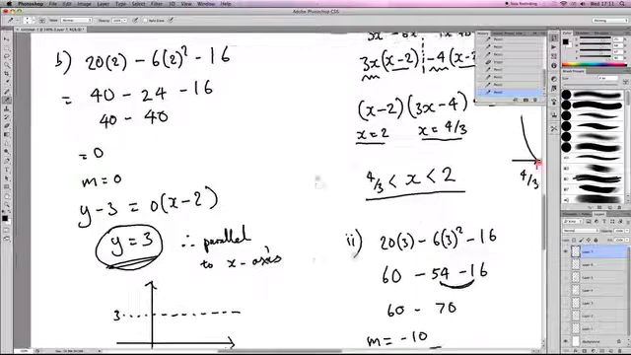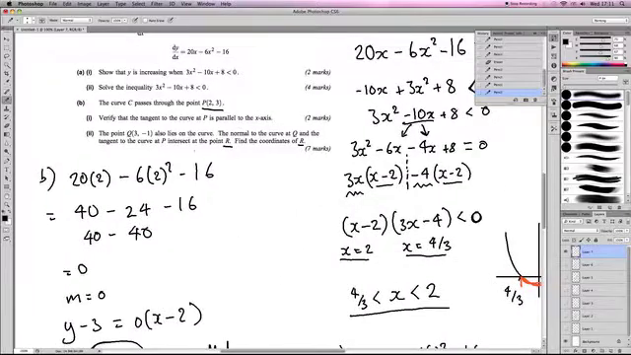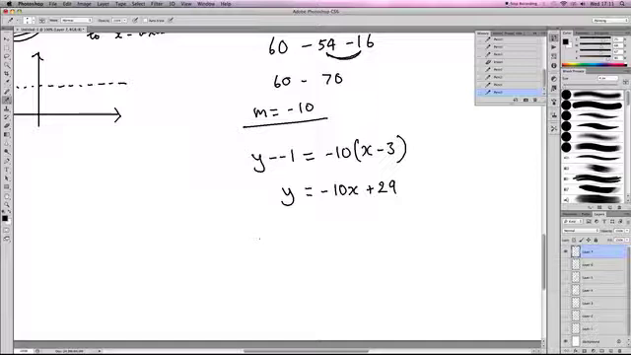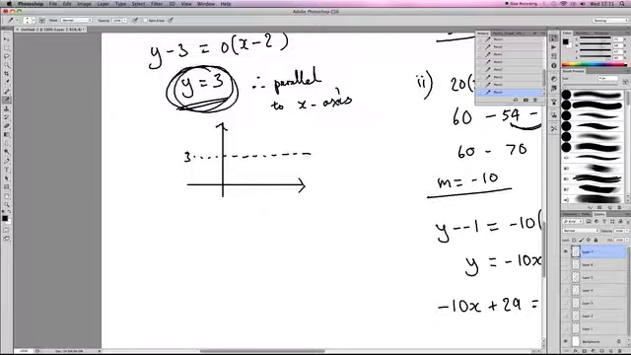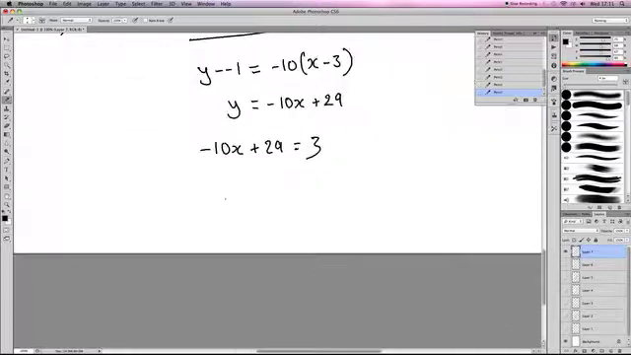Now we've got to find the point where they intersect at R. So this equation here is equal to 3, because the other one's just y equal to 3. So now we just need to rearrange. So 10x is equal to 27. x is equal to, I can't do maths. 26. Moved that over. Yeah, it's 26. So it's going to be 2.6.